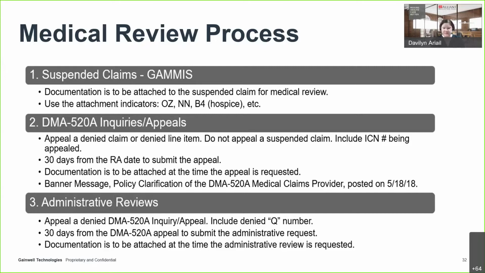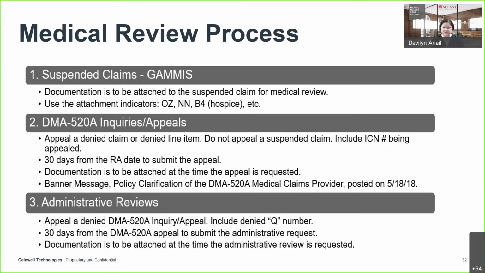For inquiries and appeals, the DMA 520A is to be submitted for medical review. Appeals are to be submitted on a denied claim or denied line item. Please do not submit an appeal on a suspended claim. Include a valid ICN number that you are appealing. You have 30 days from the RA date to submit the appeal. Supporting medical documentation is to be attached to the appeal when it is submitted. If documentation is not attached, the system will auto-deny the appeal.